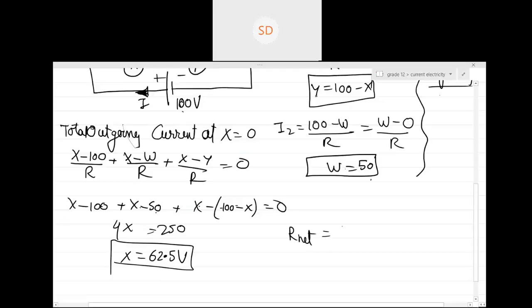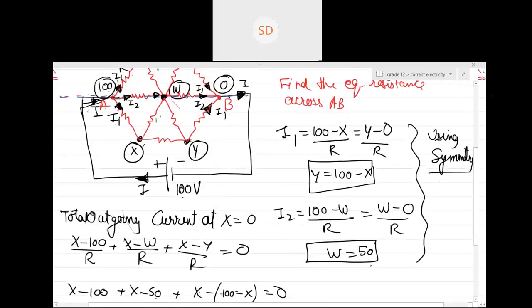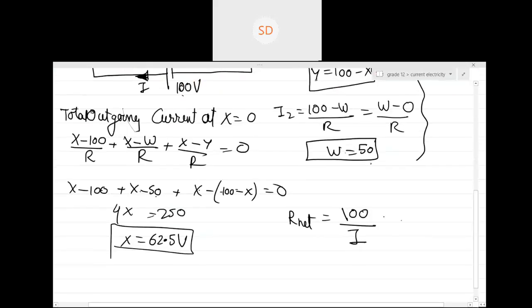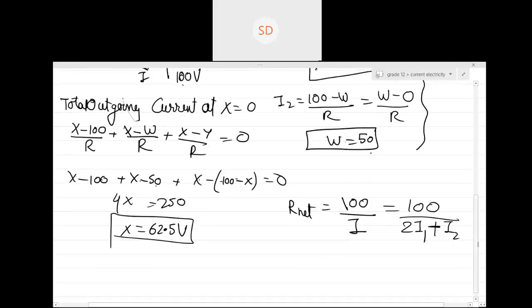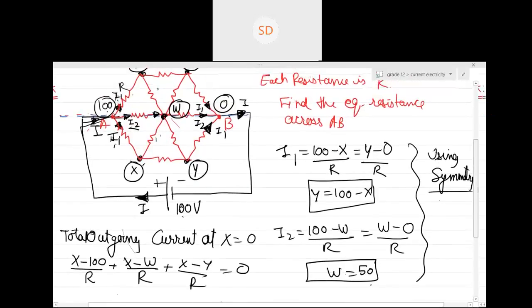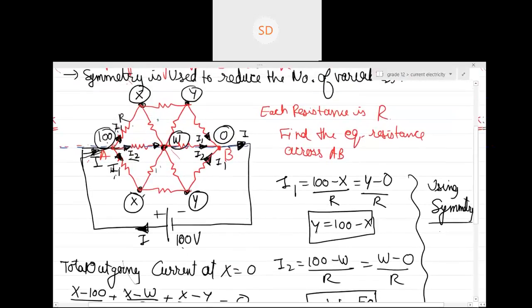The net resistance will be equal to 100 divided by I. And what was I? I is basically equal to twice I1 plus I2. So 100 over twice I1 plus I2. But can you see over here, I1 is equal to 100 minus x? Yes or no, guys? 100 minus x upon r, and I2 is 100 minus 50 upon r.